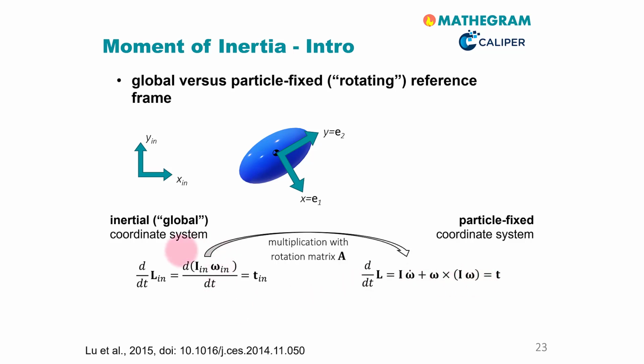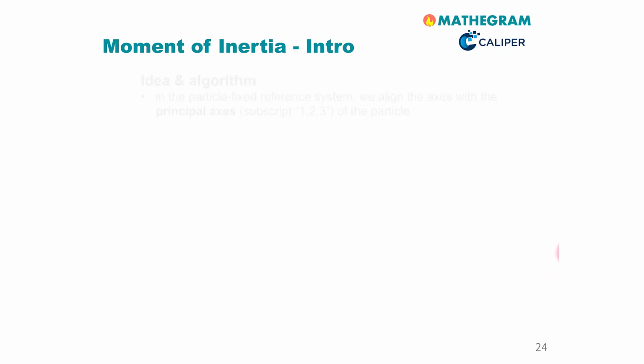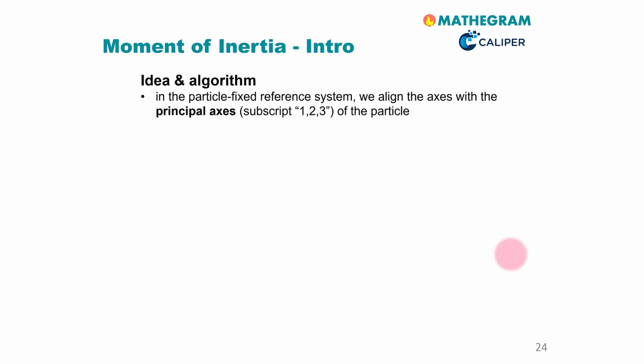The transfer from this to this coordinate system is relatively simple with this rotation matrix A, as we have seen already, and mapping back is not a big challenge because we just have to multiply with the inverse rotation matrix. What is now the idea and the algorithm behind the calculation of this angular velocity omega in this rotating reference frame? First, I mentioned this already, we must pick the particle-fixed or rotating reference system such that it coincides with the principal axes of the particle.